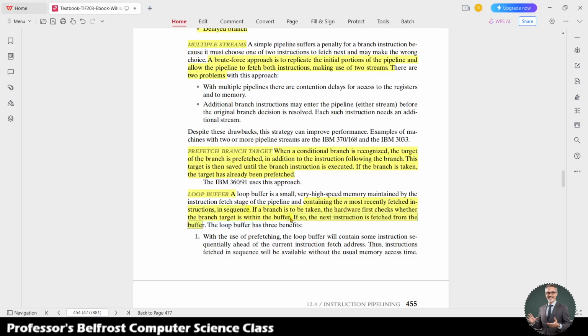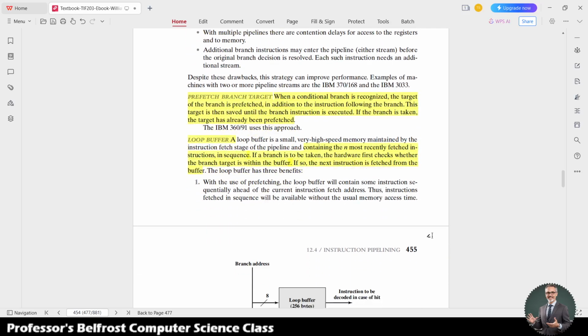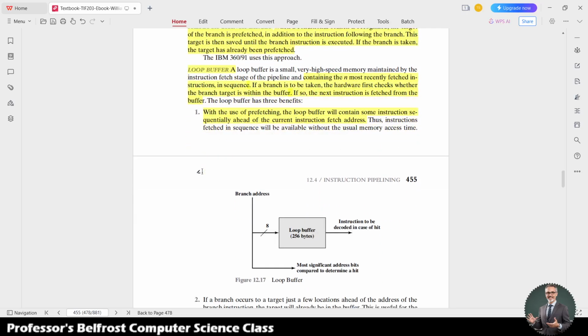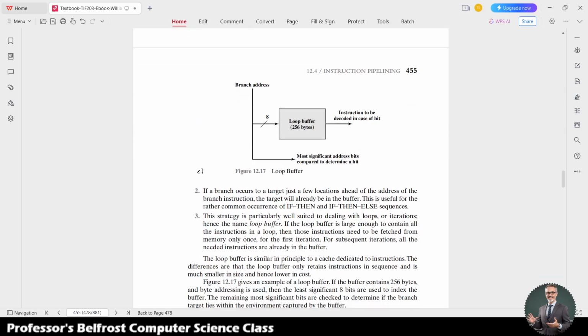There are three benefits outlined in this book. With the use of prefetching, the loop buffer contains some instructions sequentially ahead of the current instruction fetch address. Thus, instruction fetches in sequence will be available without the usual memory access time.